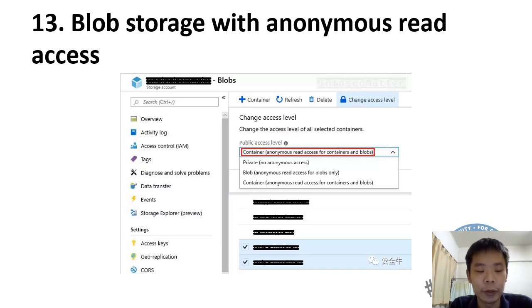Configuring the access level to the latter two options, anonymous read access, will bring security risks such as unauthorized access, data leaks, and so on. In a production environment, all blob storage should be set to private and any anonymous access prohibited.